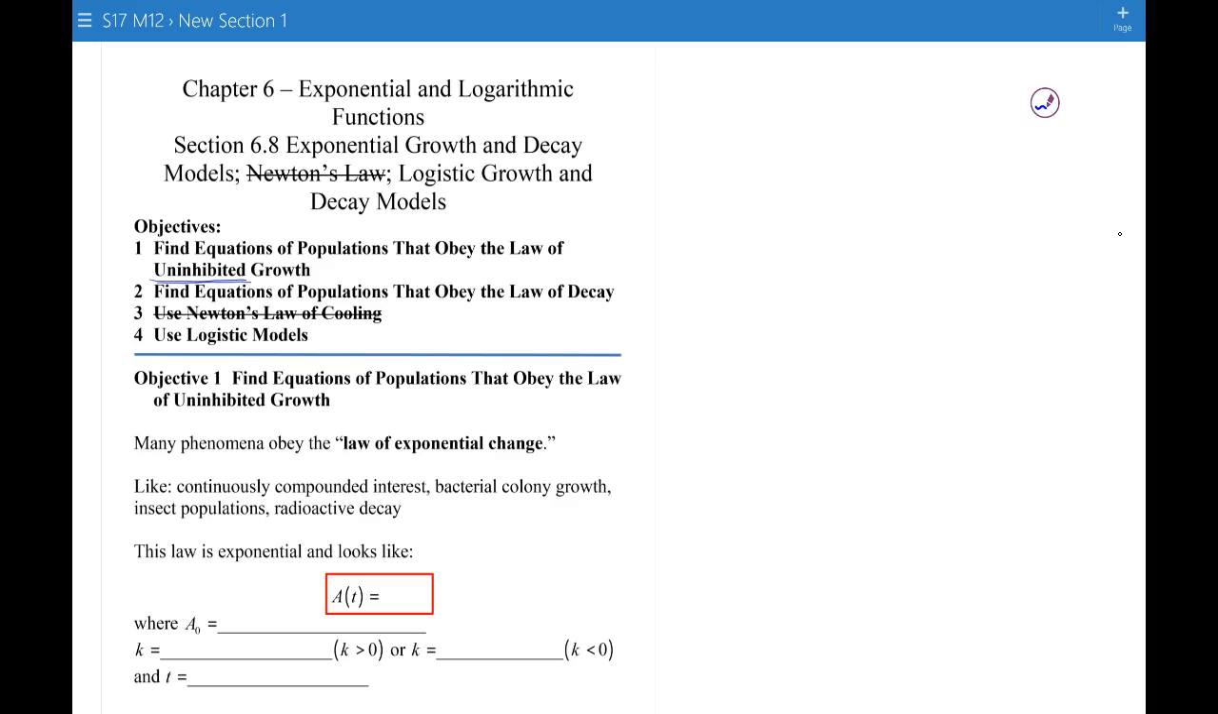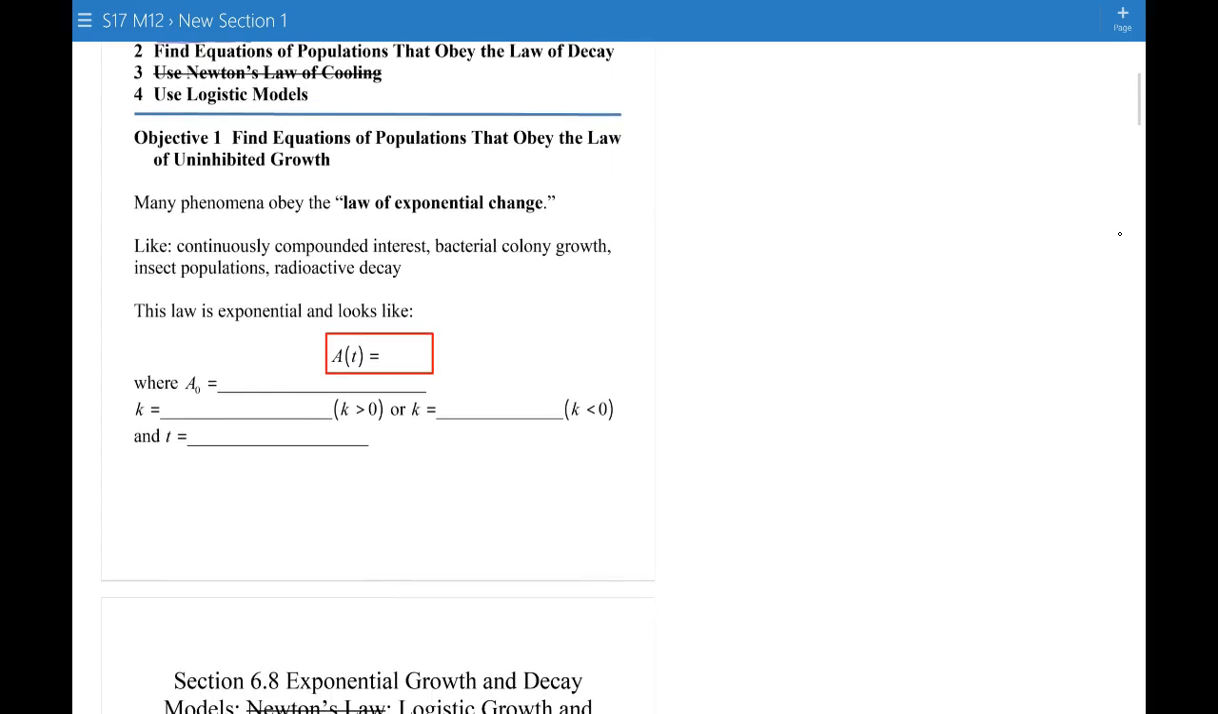We're going to skip Newton's law of cooling. If you need that in the future, you'll pick it right up. And I wanted to talk about logistic models because I think they're more interesting and useful. So first we're going to find equations of populations that obey the law of uninhibited growth.